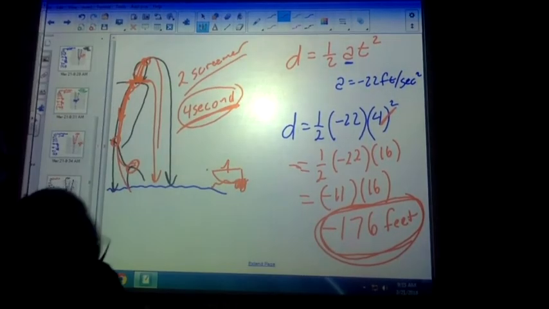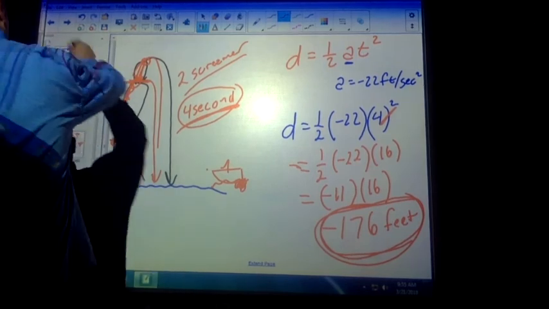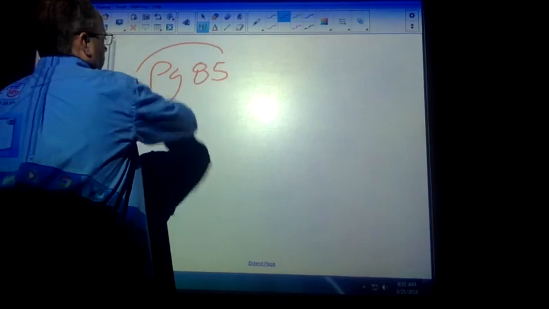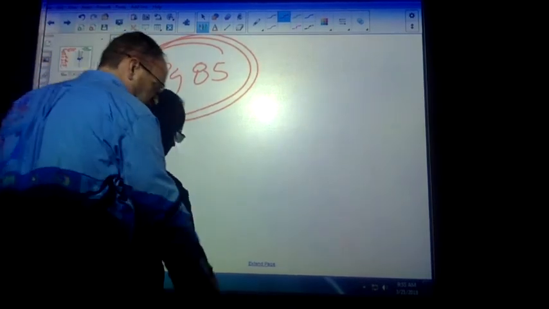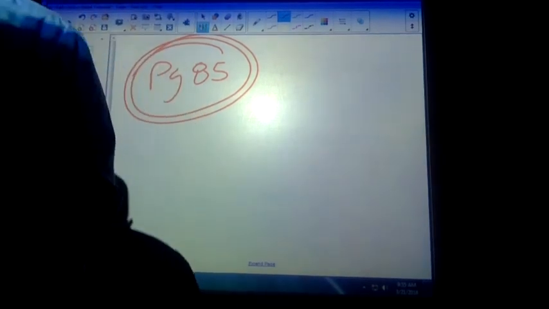All right, so the nice thing about this is it truly does work as far as a parabola goes. It is definitely an applied situation. What I'd like you to work on for tonight, you have the rest of the period to start on it, is page 85, and it's just the front. You don't have to worry about the back of it, okay? Which is pretty cool.